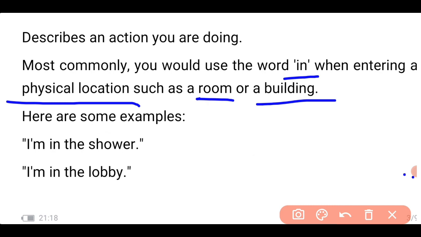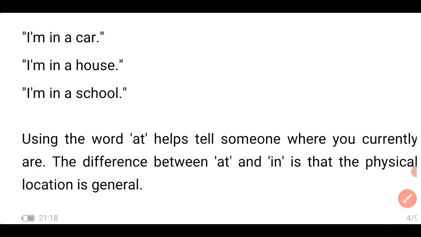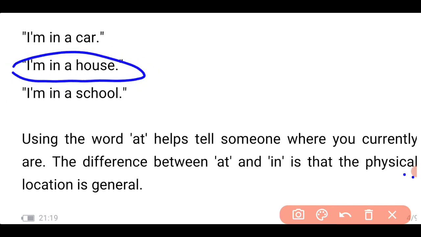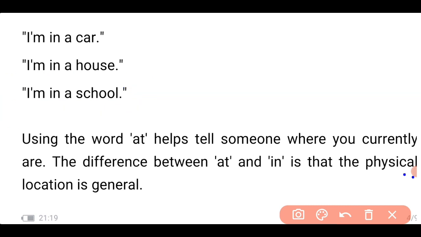I'm in the shower, right? I'm in the shower. Here is your physical location. I'm in the lobby. Look at lobby. And for more examples, just look at some more examples. I'm in a car. I'm in a car, right? I'm in a house, right? I'm in a school.